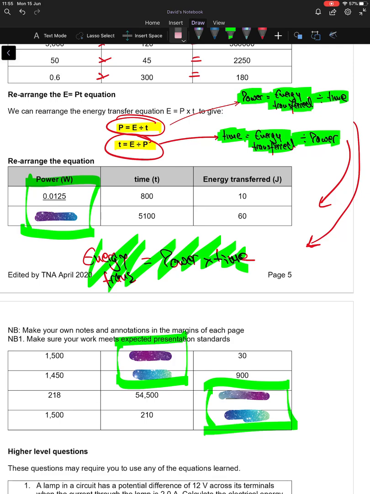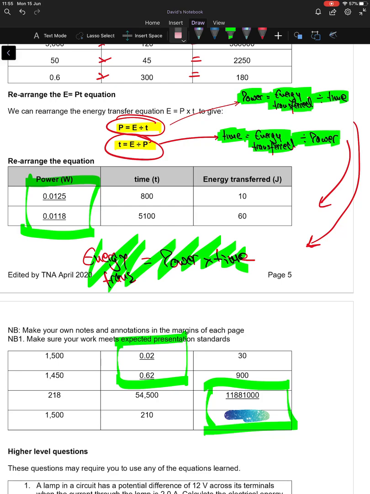Energy transferred divided by time. 10 divided by 800 equals 0.0125. Energy transferred divided by time. 60 divided by 5,100, 0.0118. What is time? Time is energy transferred divided by power. So 30 divided by 1500, 0.02. 900 divided by 1450, 0.062.